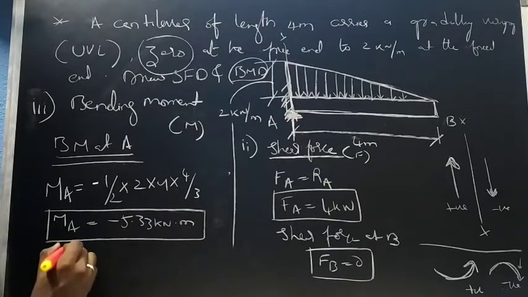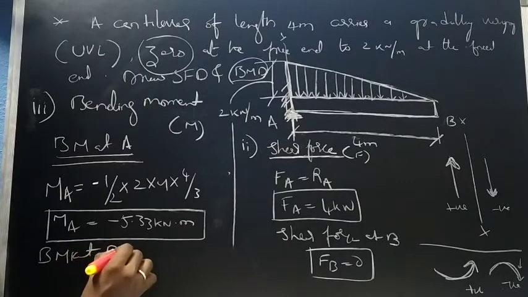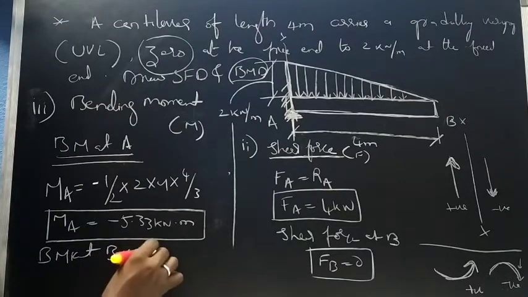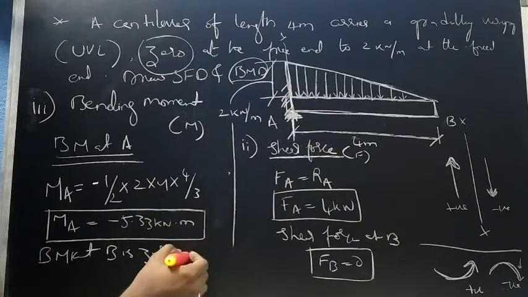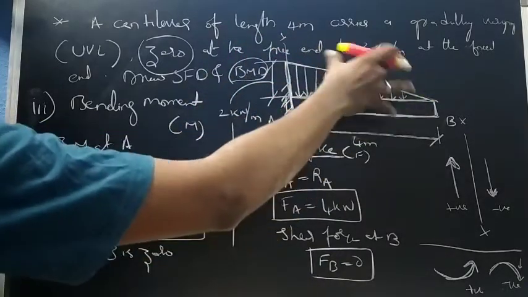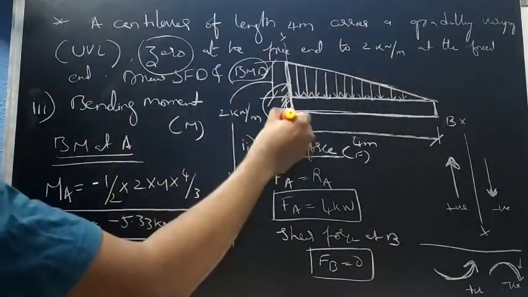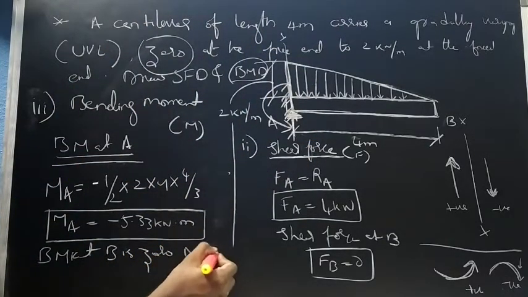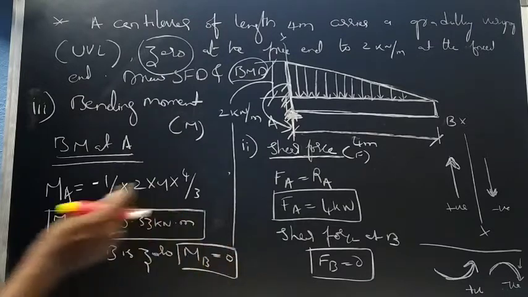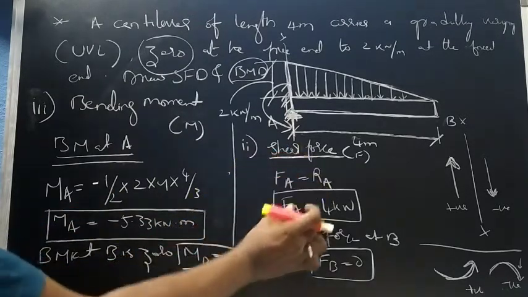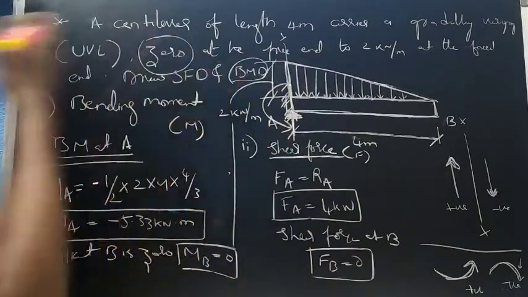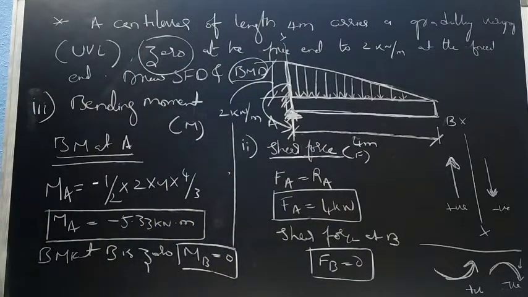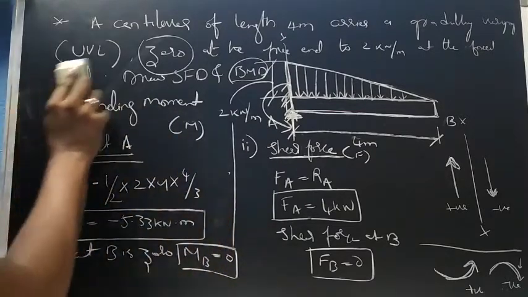We know that the bending moment at B is 0, because it is a free end. All the forces, all the moment is at A. So the bending moment at B, that is MB, equals 0. Now we got MA, MB, FA and FB, so that we can draw the shear force and bending moment diagram. So let's draw the shear force and bending moment diagram.